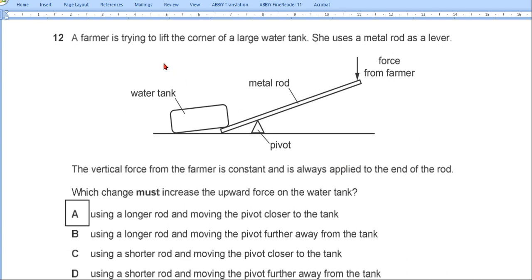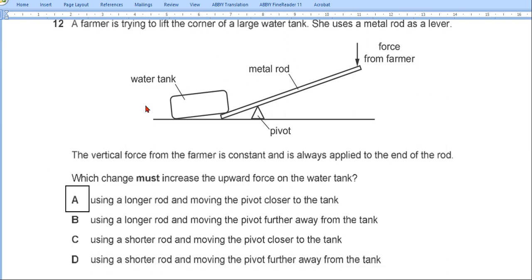A farmer is trying to lift the corner of a large water tank. She uses a metal rod as a lever. The vertical force from the farmer is constant and is always applied to the end of the rod. Which change must increase the upward force on the tank? So using a longer rod and moving the pivot closer to the tank will increase the moment.